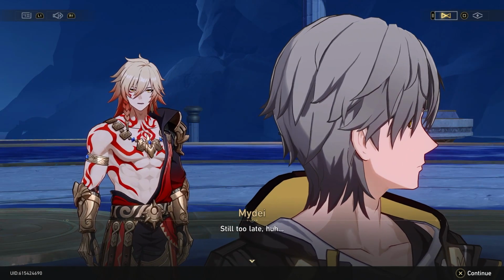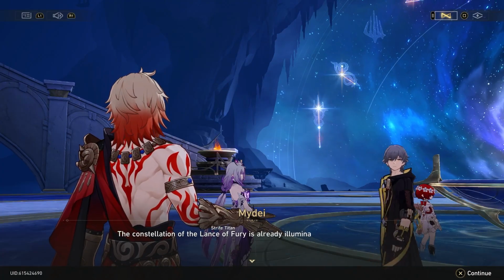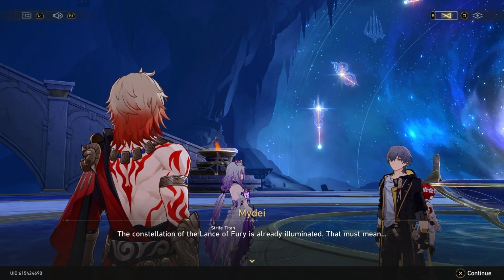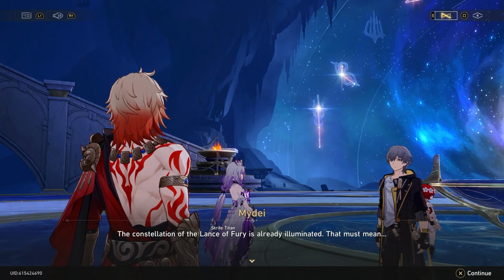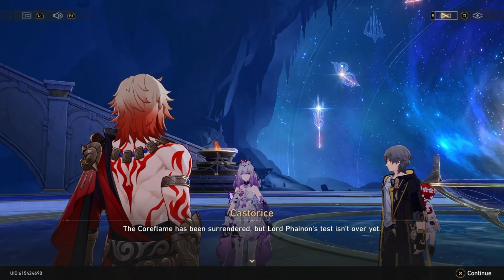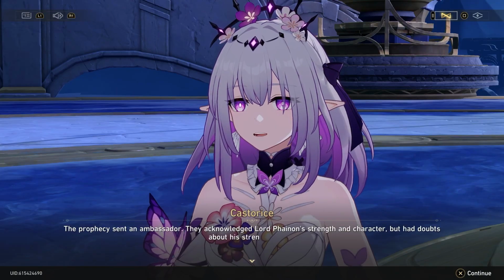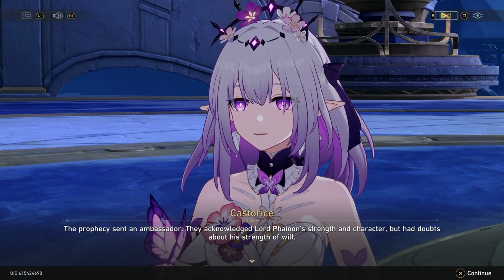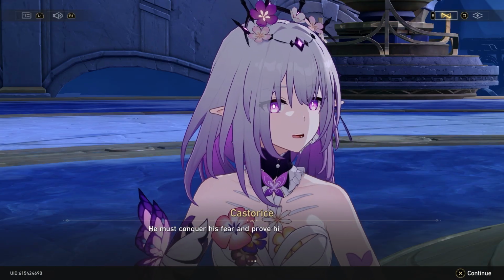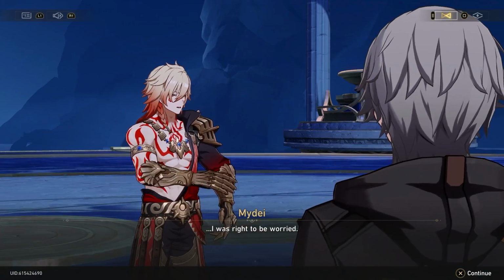Still too late, huh? The constellation of the Lance of Fury is already illuminated. That must mean... The core flame has been surrendered. Lord Finon's test isn't over yet. The prophecy sent an ambassador. They acknowledged Lord Finon's strength and character, but had doubts about his strength of will. He must conquer his fear and prove himself to the prophecy. I was right to be worried.